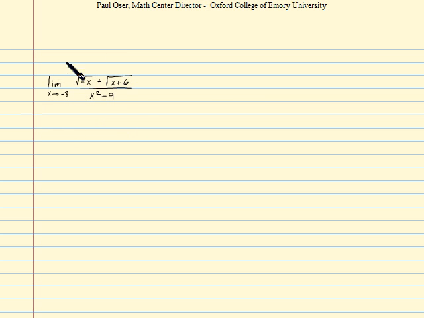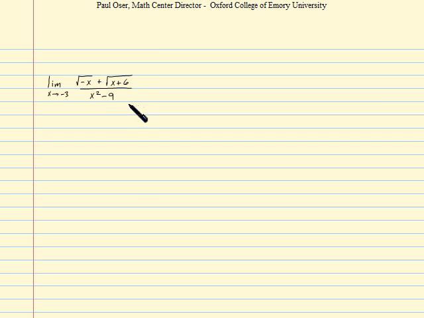Okay, in this problem, we're looking at the limit as x approaches -3 of this expression right here. Notice that it involves a sum of two radicals in the numerator. And I know what you're thinking. You're thinking, well, I see a square root plus another square root. I'm going to have to multiply by a conjugate to figure this limit out.